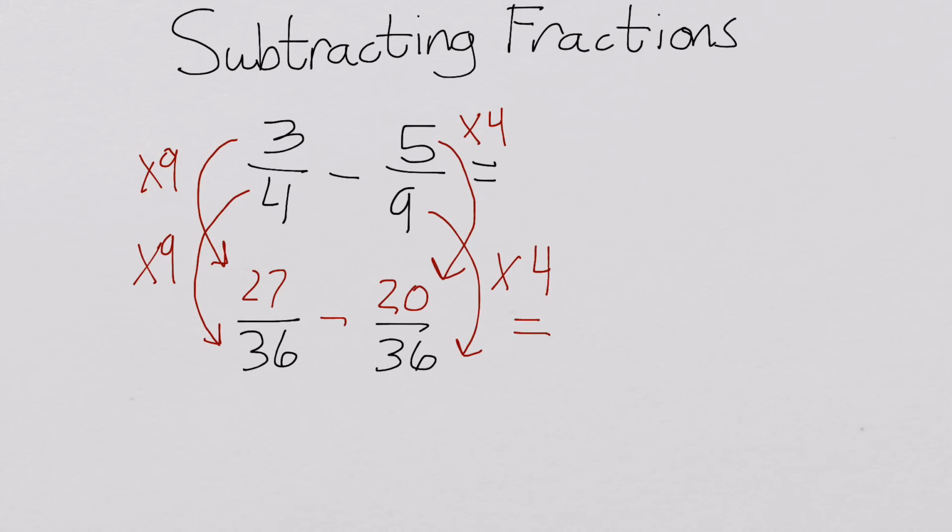If I subtract them, 27/36 minus 20/36 gets me 7/36. At this point, I would have to start checking my answer to see if I can simplify. But I know that 7 is a prime number, so that means the only factors it has are itself and 1. And 36 has 1 as a common factor with 7, so it's already simplified.